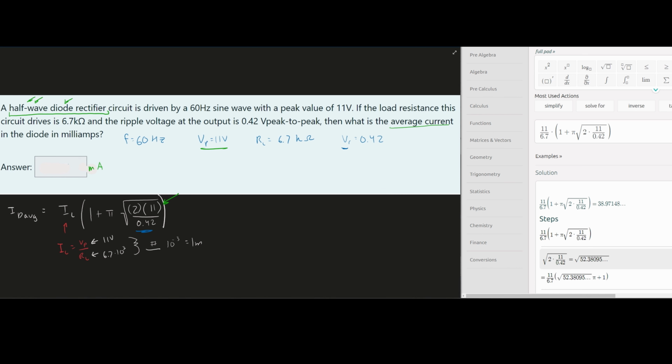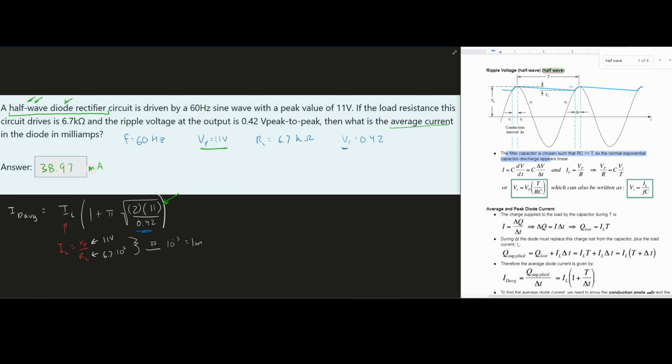And if we do that for our answer, we are going to get approximately 38.97, and this is in milliamps. And that's how we would look at solving this problem. If you have different values or anything like it, we would just follow the same process using the notes that we have right here.